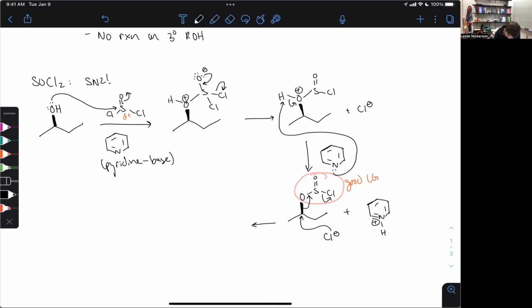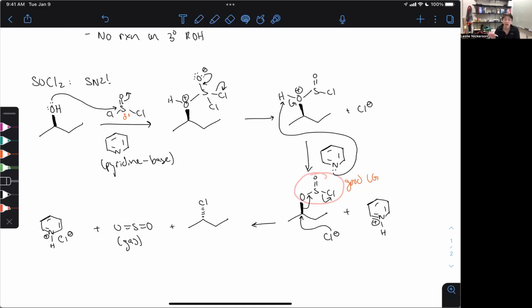And what that's going to do is we're first going to install our chloride in the back. We're also going to be making SO2, which is a gas. The best leaving groups are gases because they just come right out and pull the equilibrium towards product. And then we also made more Cl minus. That Cl minus is what's going to be hanging around with your pyridine, so you're going to be forming a pyridinium chloride along the way.